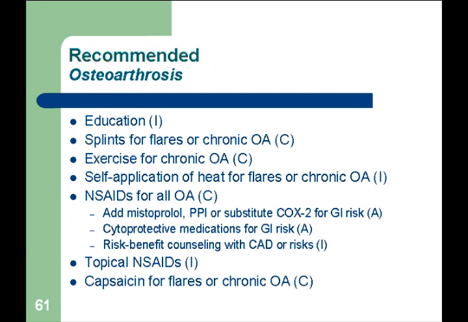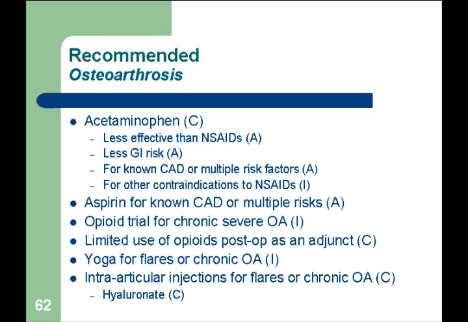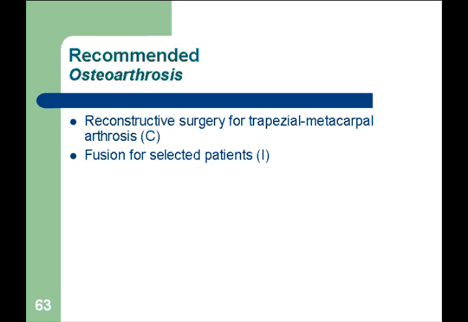Osteoarthritis: education and splinting, exercise, self-applied heat, non-steroidal anti-inflammatories. These are all things that are pretty much either recommended or consensus in nature. Acetaminophen in the process. I don't routinely use opioids for severe osteoarthritic components. I try to look at therapy, yoga, other components, maybe an injection, but I don't like steroids.